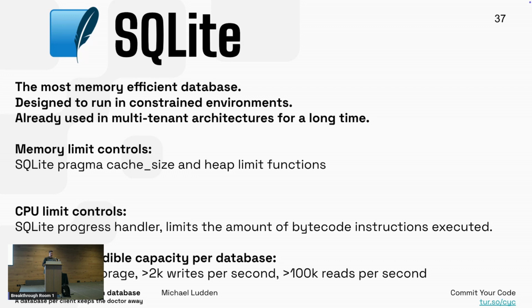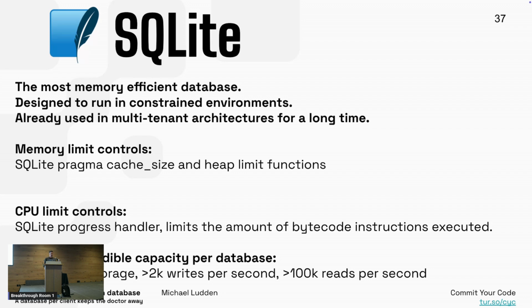Being that it's designed to run in constrained environments, and what do I mean by that? It comes with memory limit controls, cache size, and a heap limit on functions. You can actually determine what that limit's going to be and adjust it. Same thing with CPU limit controls. So it's much easier to dial up and dial down how many resources it's going to take to be running in a given moment.